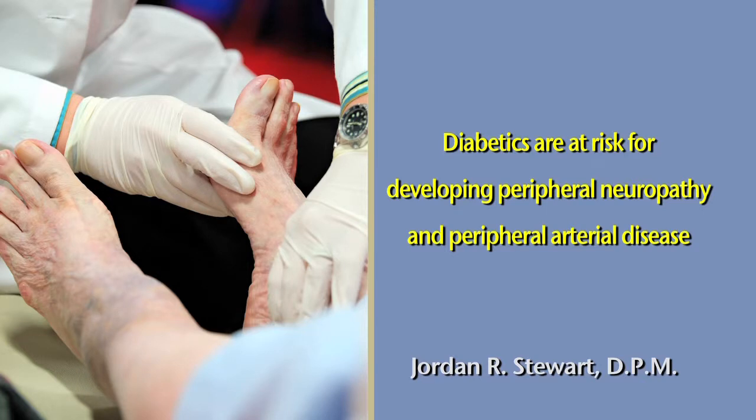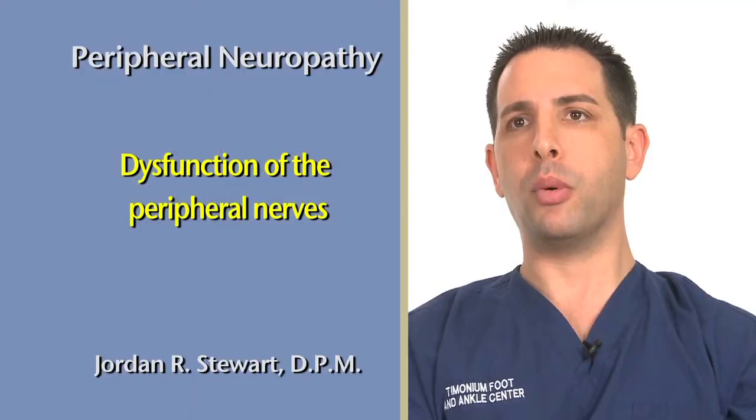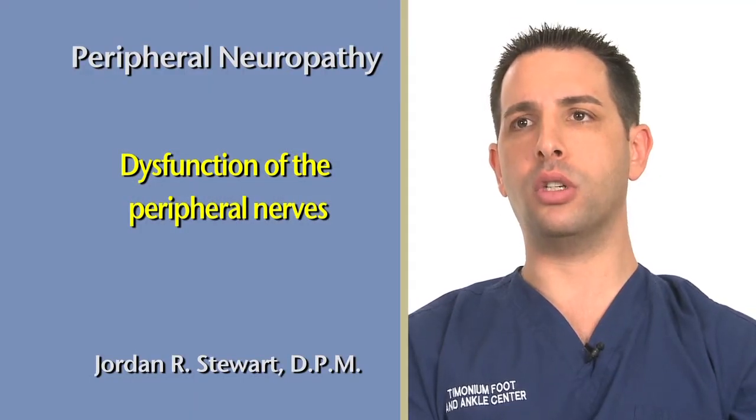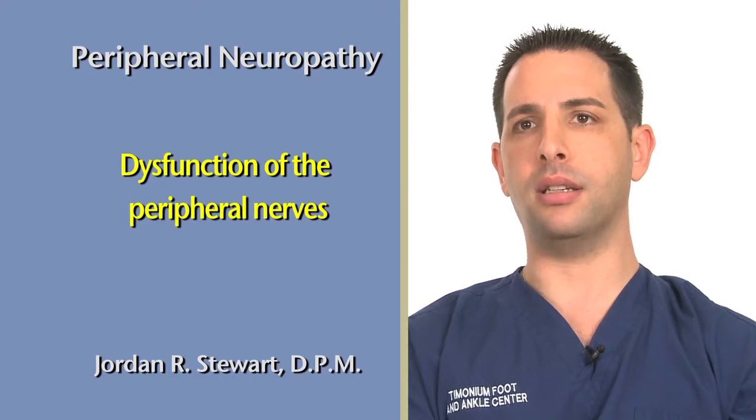Elevated blood sugars result in damage to both nerves and blood vessels. As a result, diabetics are at risk for developing both peripheral neuropathy and peripheral arterial disease. Peripheral neuropathy is the term used to describe dysfunction of the peripheral nerves and is very common with diabetes.